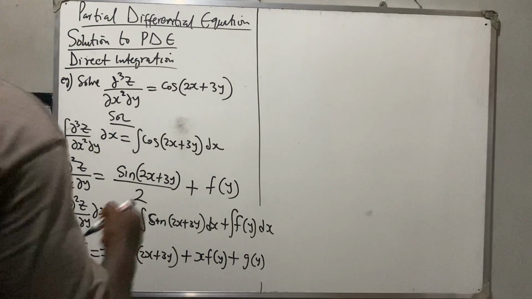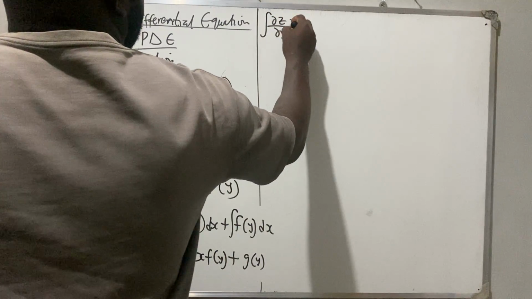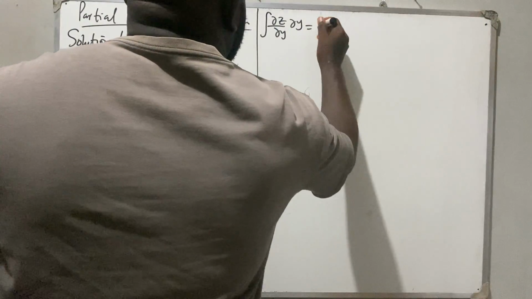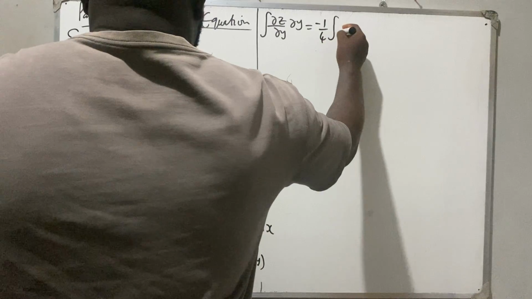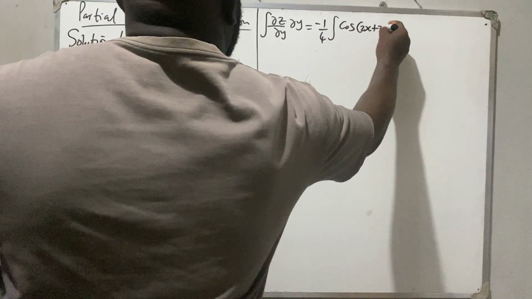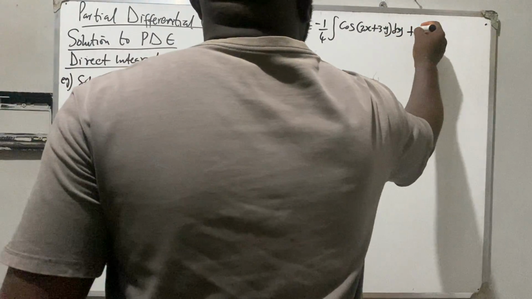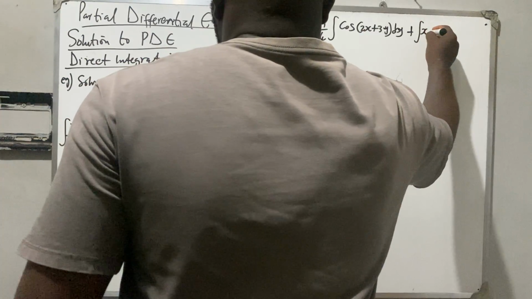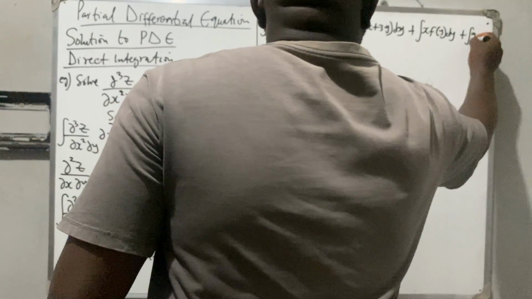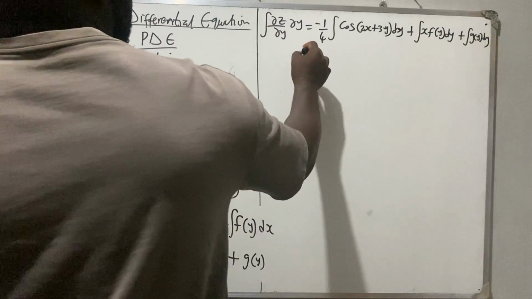So if I integrate with respect to y, I'm going to have the integral of partial z, partial y with respect to y now equal to the integral. Let me put the constant outside, minus 1 over 4 outside, the integral of cos(2x plus 3y) dy, then plus the integral of x f of y dy, then plus the integral of g of y dy.